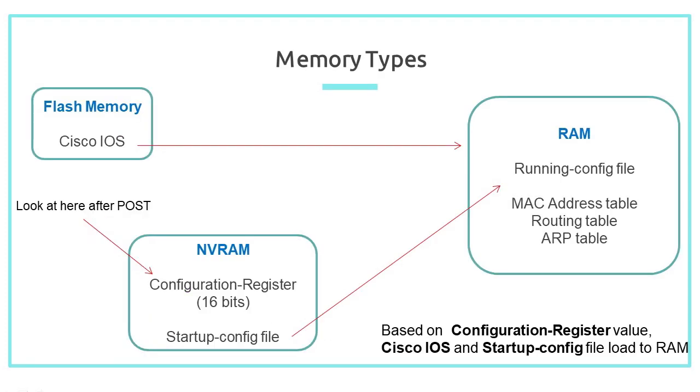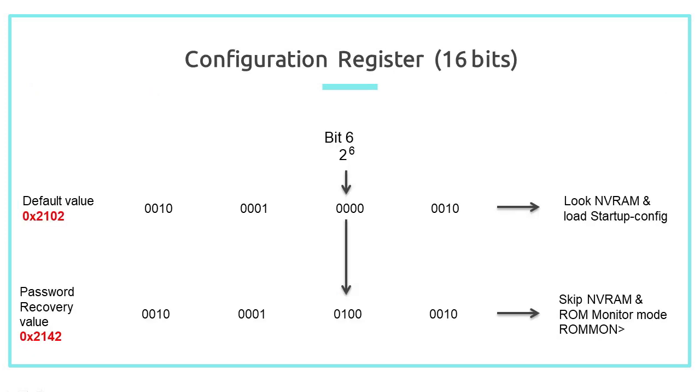After the power on self-test, the device looks at the value of the configuration register. According to that value, it loads the IOS image. Also according to that value, the startup config file is copied to the running config file and loaded. MAC address table, routing table, and ARP table are some other files that can be stored in the RAM.